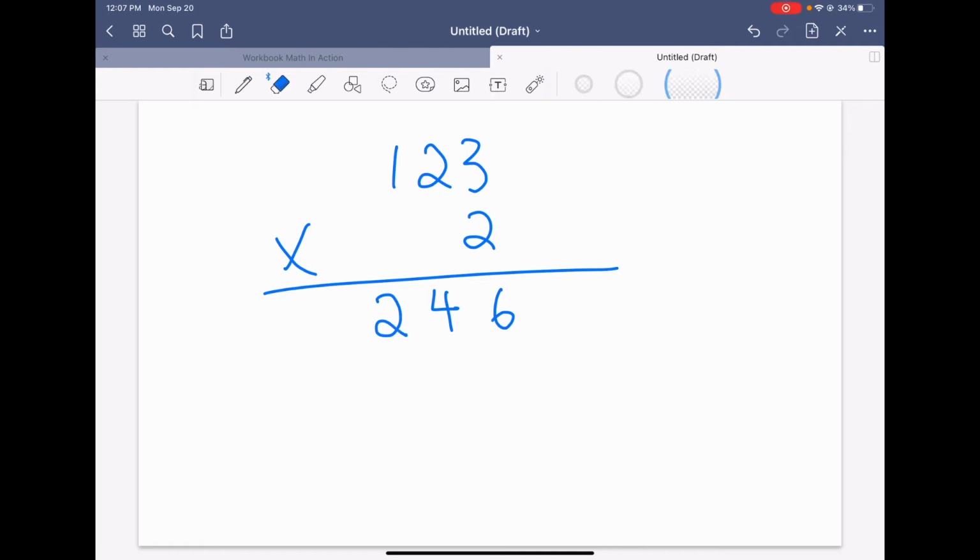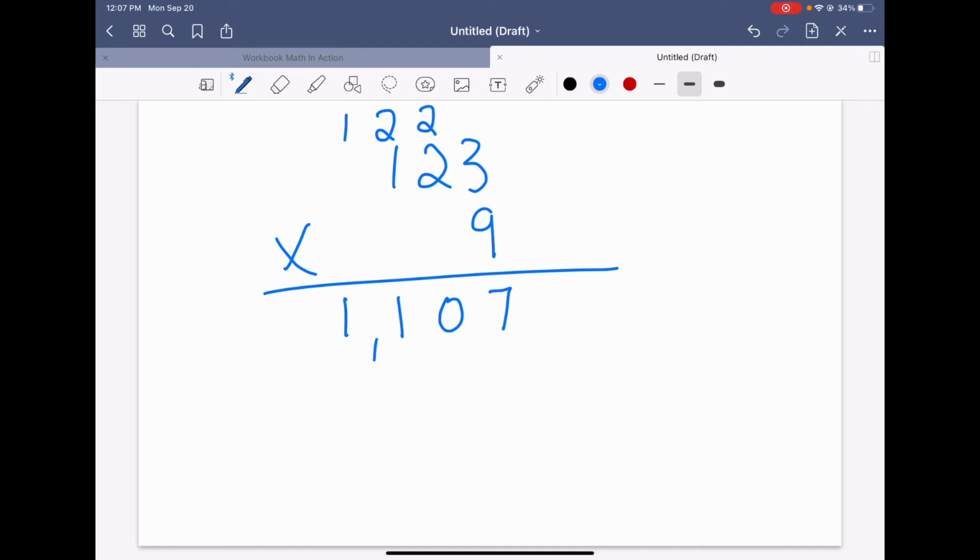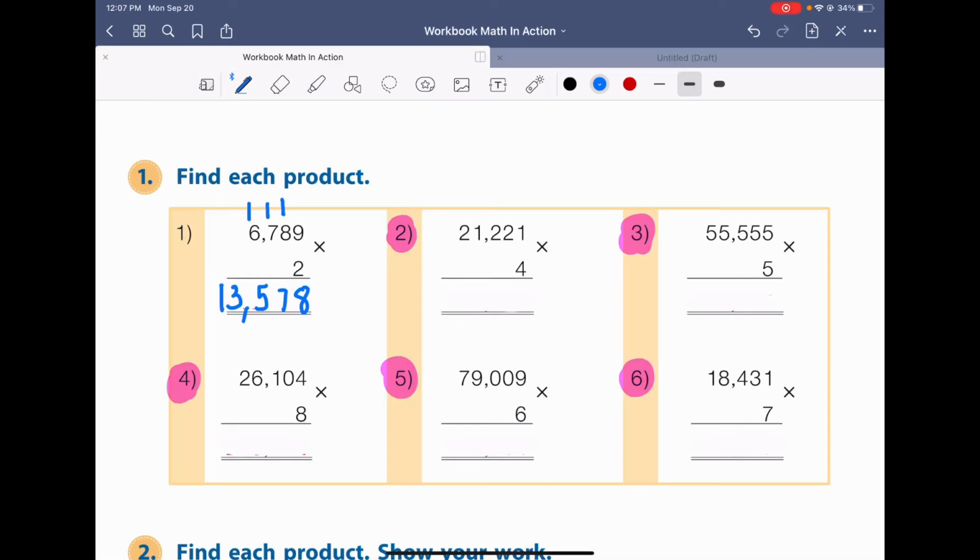What if I go bigger? All right, change it up. What if I do times 9? All right, 3 times 9 is 27, so I carry over the 2. 9 times 2 is 18, plus 2 is 20. Carry over the 2. 9 times 1, 9, plus 2, 11. All right, 1,107. Right, so that's how we do these. Make sure you check it. Make sure you do it slowly. Sometimes we make mistakes. It's all right.